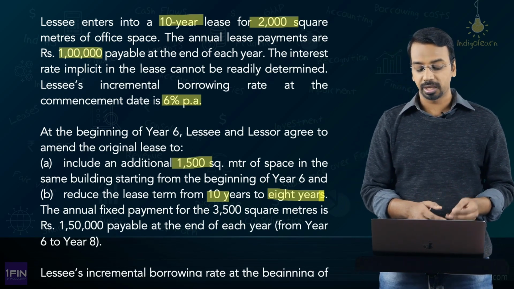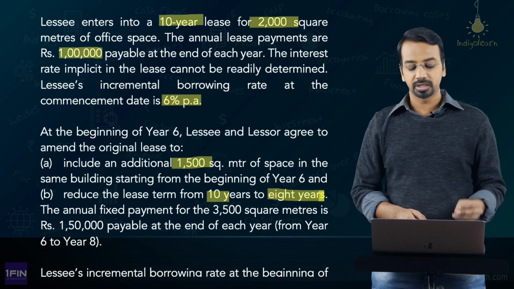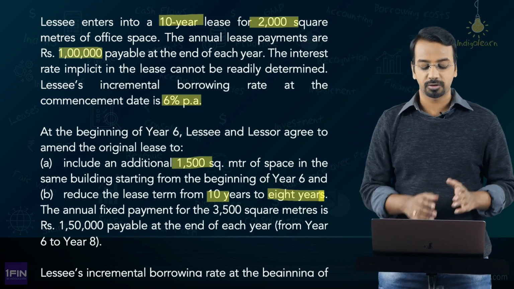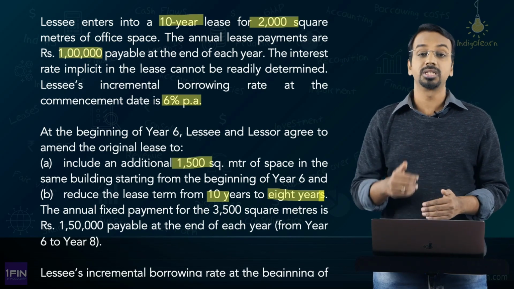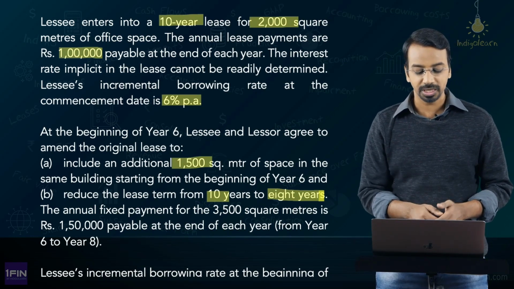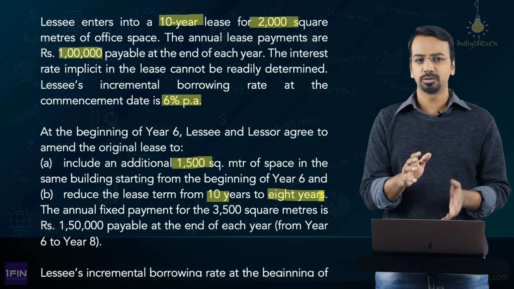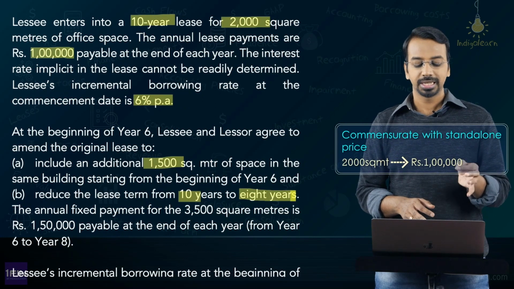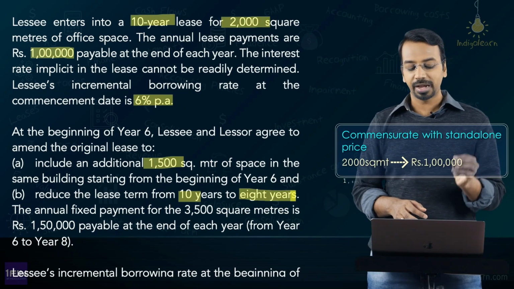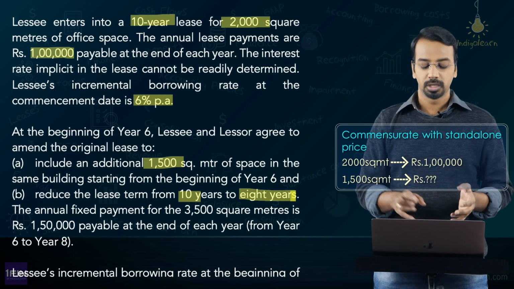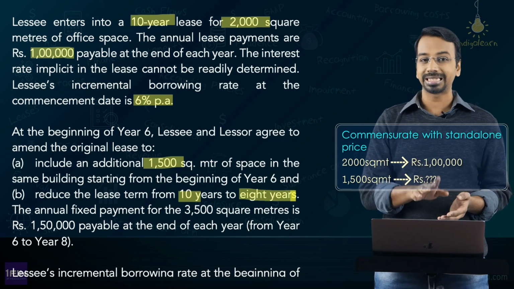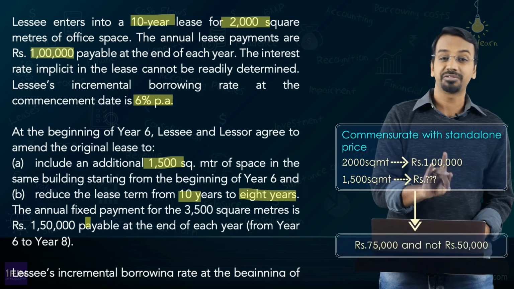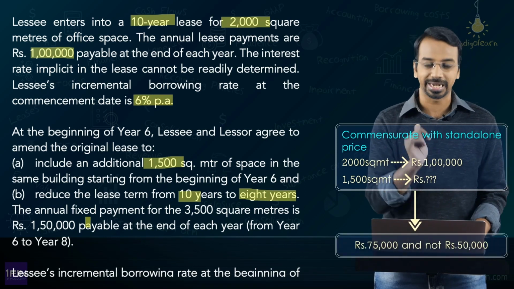Now, the annual fixed payments for the 3500 square meters is fixed at rupees 1,50,000 payable at the end of each year from year 6 to year 8. So, what is the revised rental for 3500 square meters of space? It is 1,50,000. Now, do you think it is commensurate? If you see, 2000 square meters is at 1 lakh, which means 500 square meters should be at 25,000. So, 1500 square meters should be at 75,000. So, instead of 1,50,000, it should have been 1,75,000 if you look at the commensurate rate.